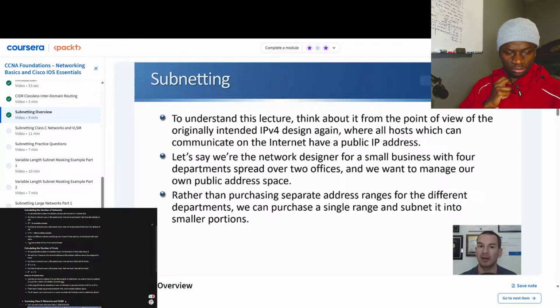Oh, while I say that, by the way, the majority of companies are using private addresses, but there are a few out there that are using public addresses everywhere. That is pretty rare though.